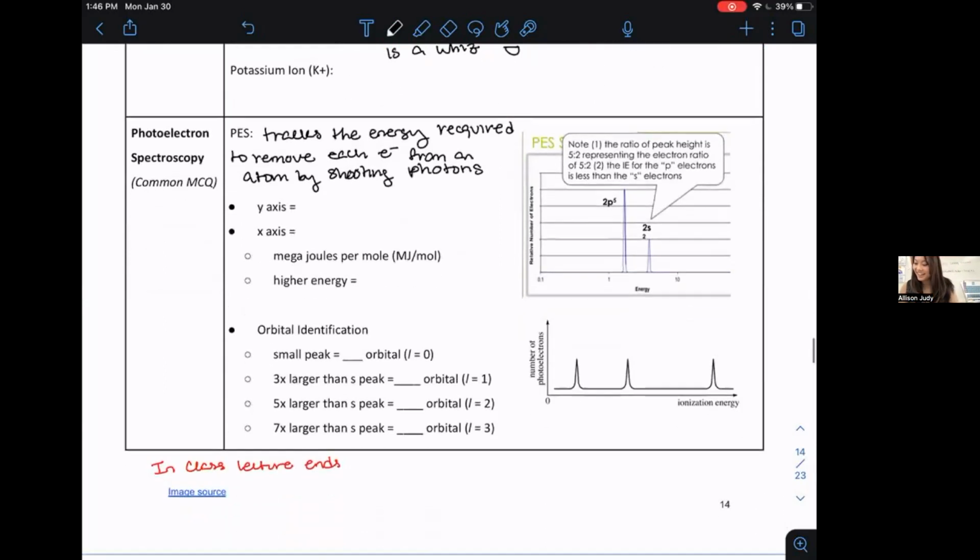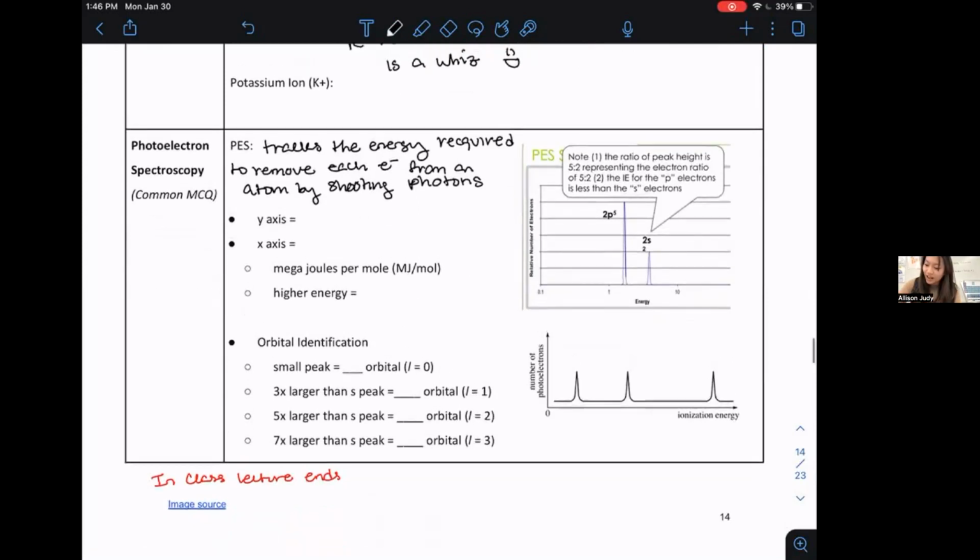So, sorry, the y-axis is your relative amount of electrons, and your x-axis is your binding energy. Now, something to note: binding energy is the energy required to shoot off an electron, the energy to break what was binding it together. Something you should notice is that megajoules per mole is a new unit. We don't use mega very often. It's a lot of energy to remove an electron.